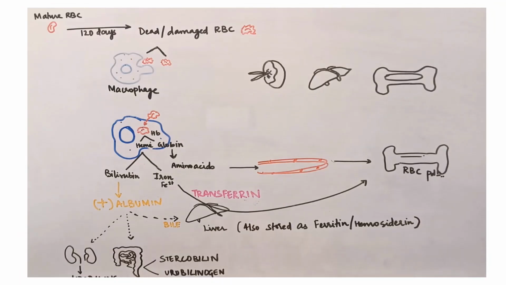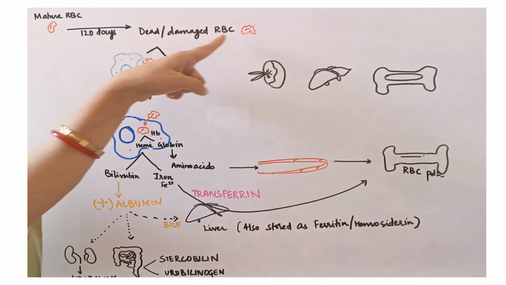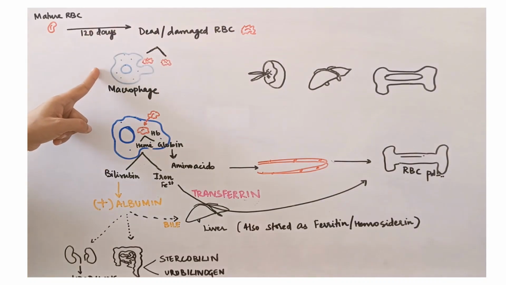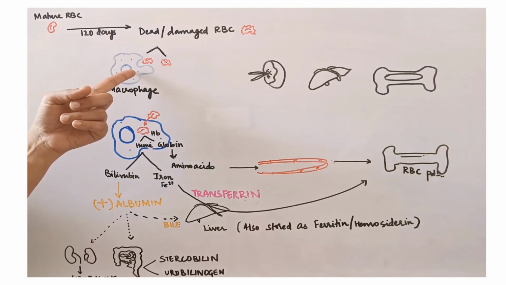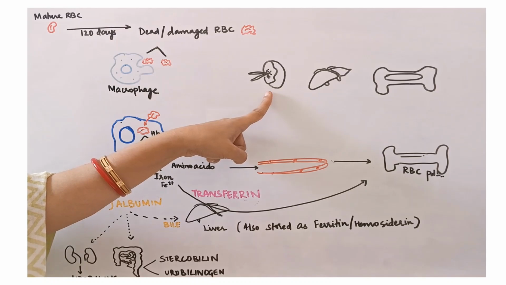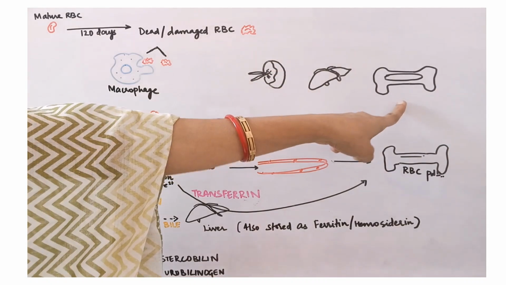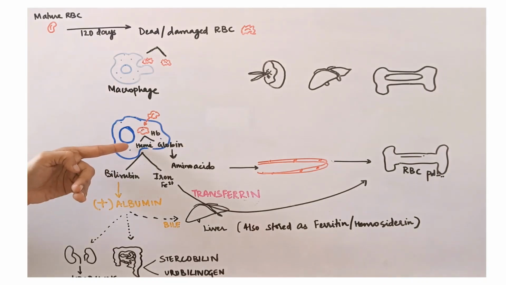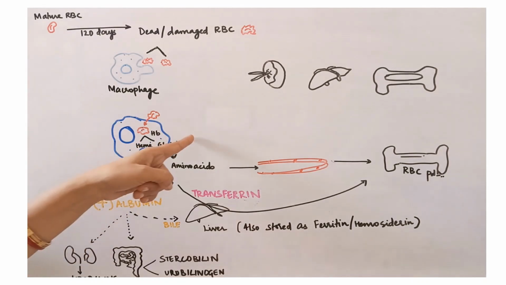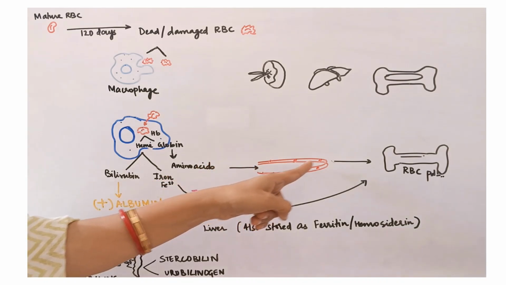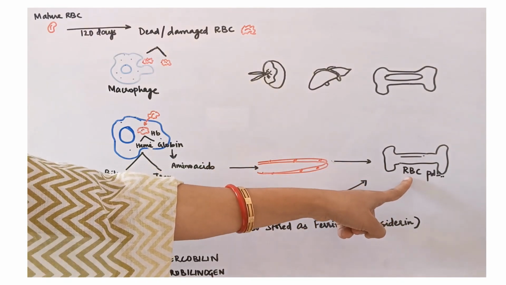Now, the lifespan of RBC is 120 days. So what happens to the red cells after their lifespan? The phagocytic cell called macrophage engulfs the aged or damaged RBCs. This phagocytic activity occurs predominantly in the spleen but can also occur in the liver and bone marrow. Hemoglobin in the RBC is broken down into globin and heme. Globin is further broken down into amino acids which enter the circulation and are sent back to the bone marrow to be used in the production of new erythrocytes.